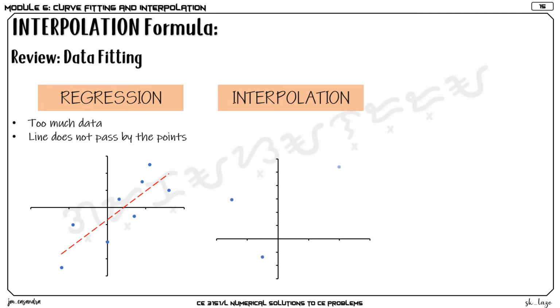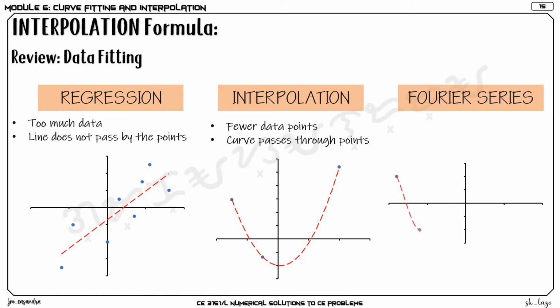The second method of curve fitting is interpolation, wherein it is a more accurate method in drawing the trend as it passes all the points of the curve. There would be fewer data that would be required. And the last method is the Fourier series, wherein data points would create a periodic curve similar to a sine wave or any form that has repeated similar characteristics. In this lecture, we are going to focus on the second method, which is interpolation.